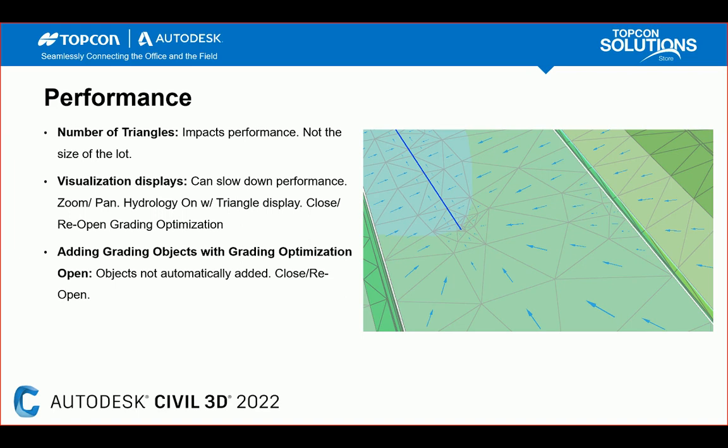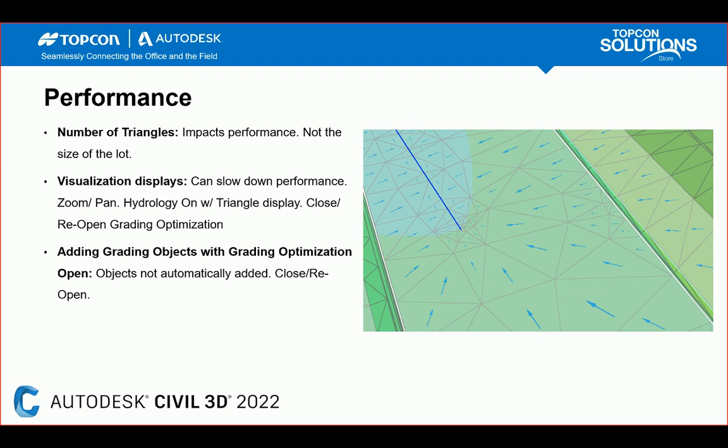Visualization displays can slow down performance, so the more visualizations you have, the slower it can get. One thing you'll see on this screenshot is I have the triangles on and I have the hydrology. The hydrology is going to put an arrow in every single triangle, and that could bog things down, especially if grading optimization is using a lot of your available power on your computer.